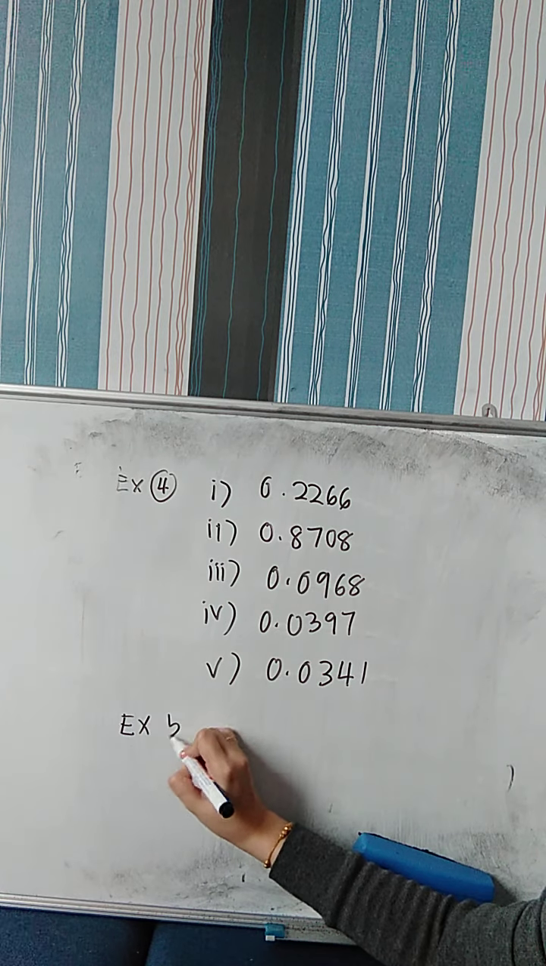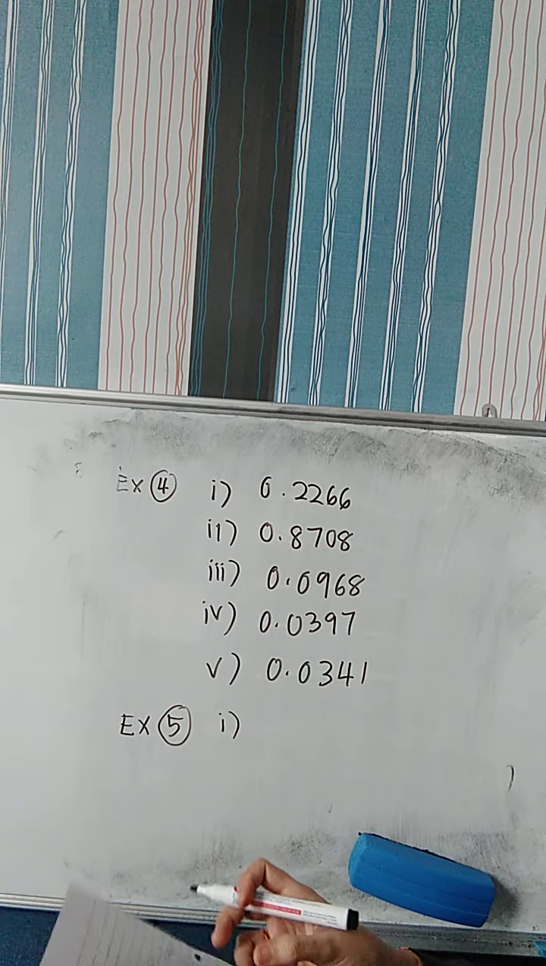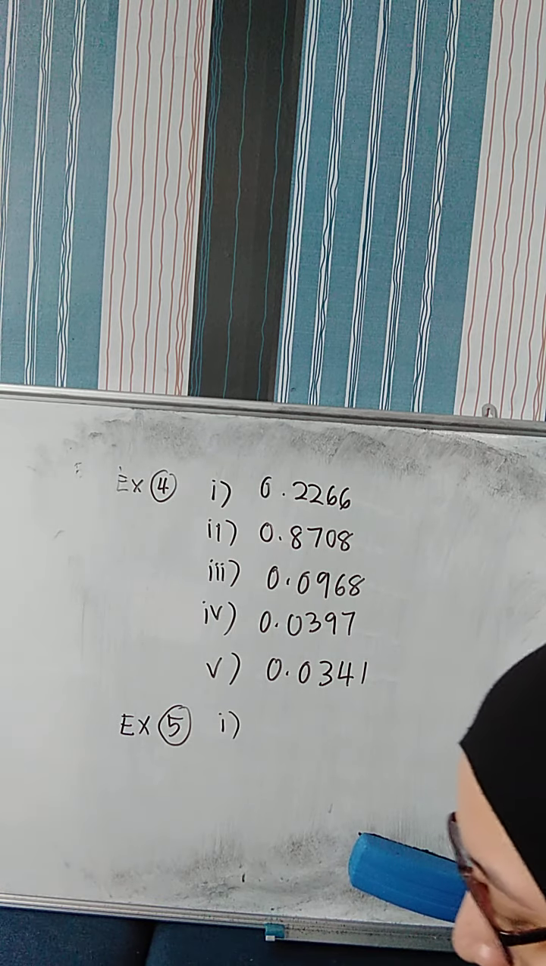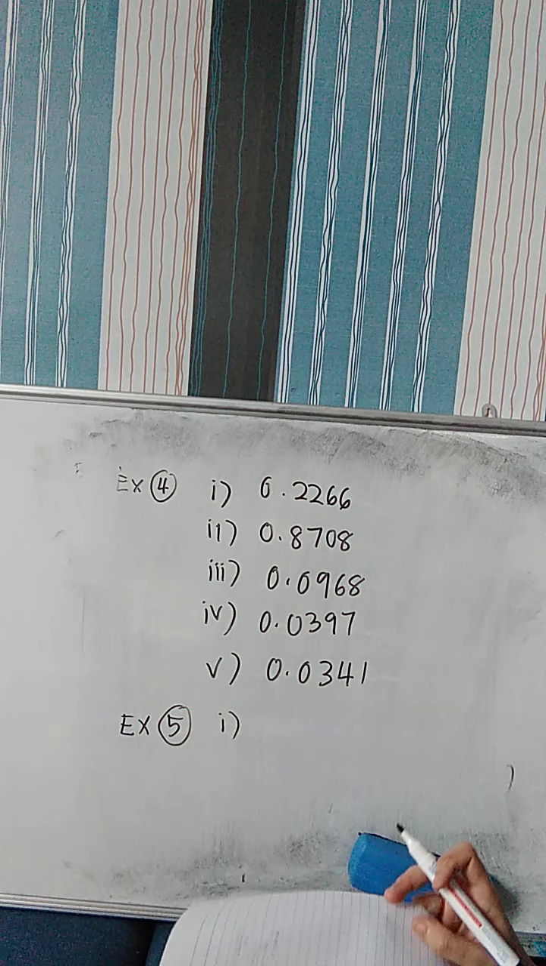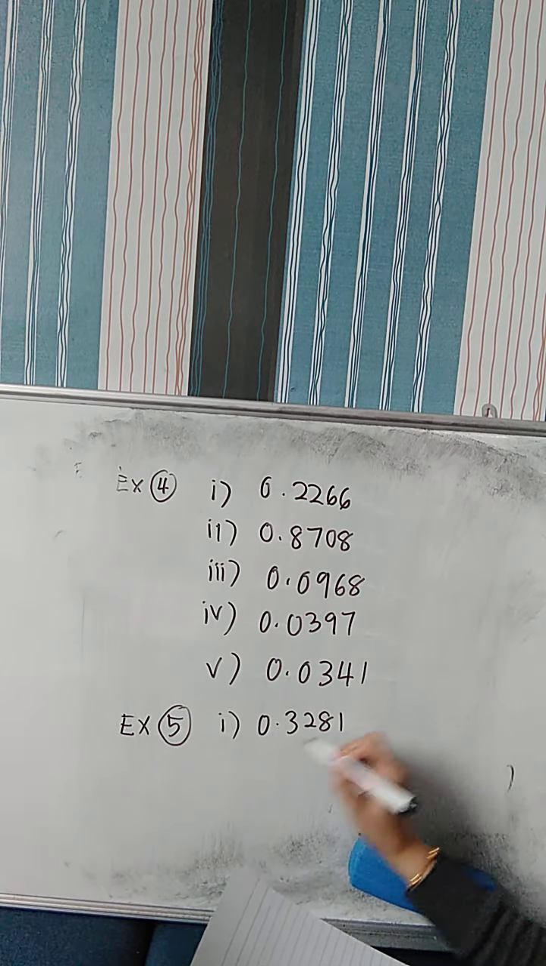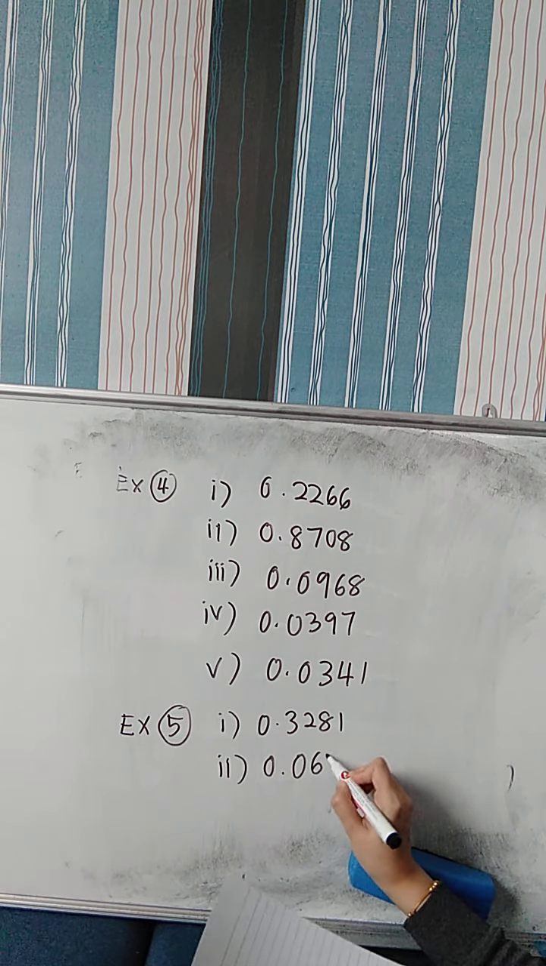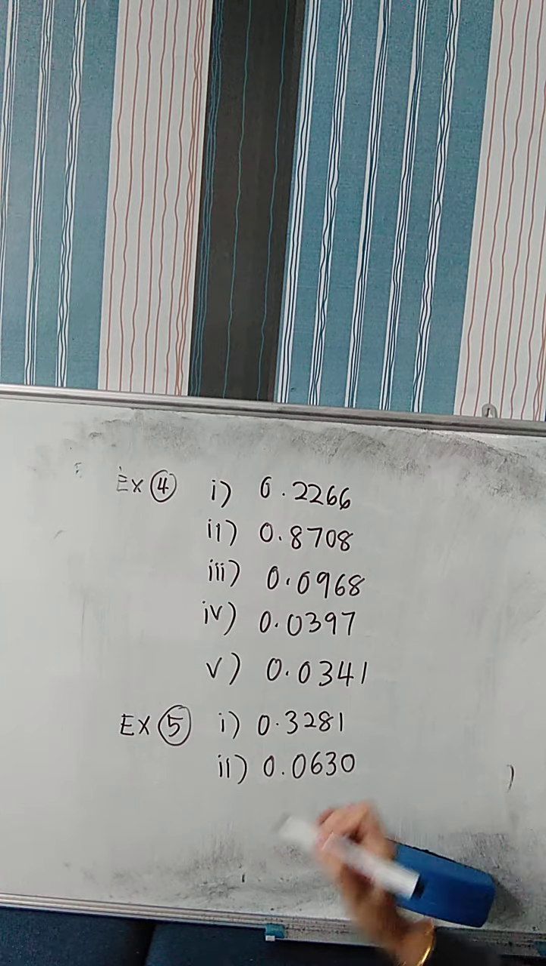Okay. And the last one, example 5. Okay, same. You need to do it by yourself. Okay, so for example 5, make sure you got the answer for number 1 is 0.3281 and for number 2 is 0.0630.